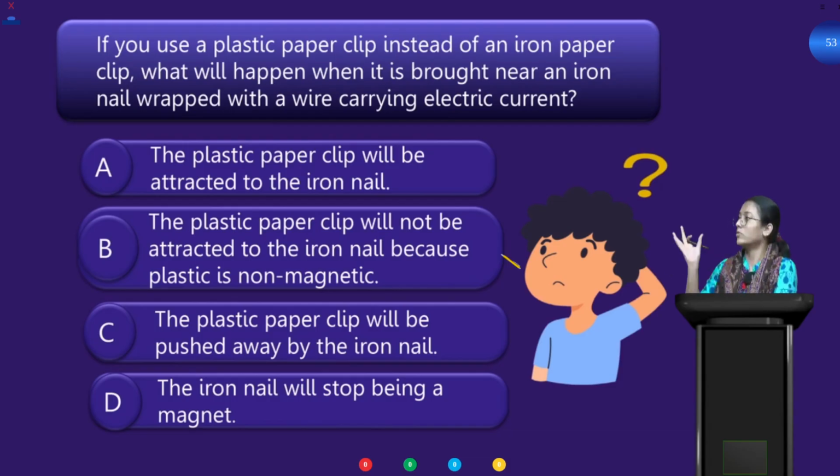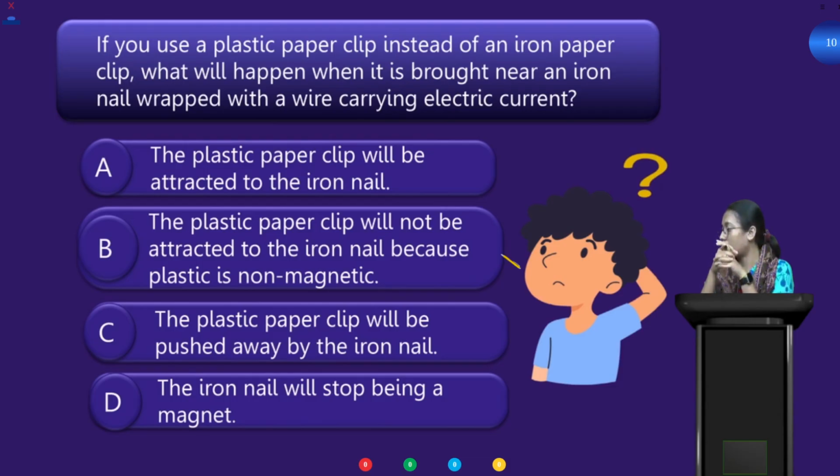So, what will happen? Will the plastic paper clips be attracted towards the iron nail, or will the plastic paper clips not be attracted to the iron nail because plastic is non-magnetic? Or option C, the plastic paper clip will be pushed away by the iron nail, or option D, the iron nail will stop being magnetic. Which one will be the right answer? This time we are using plastic paper clips. Okay. So what will happen? Try to answer everyone. Okay.